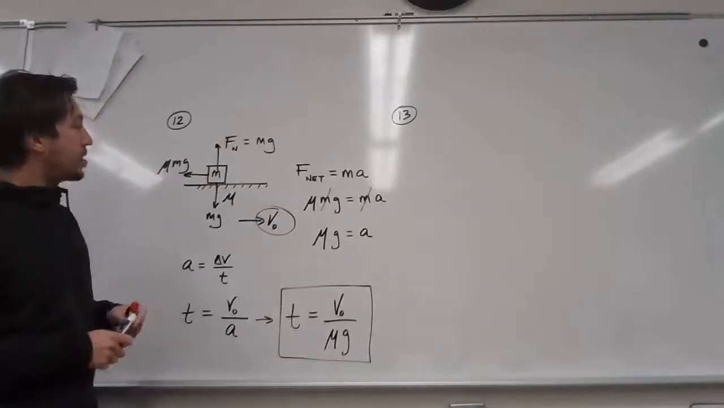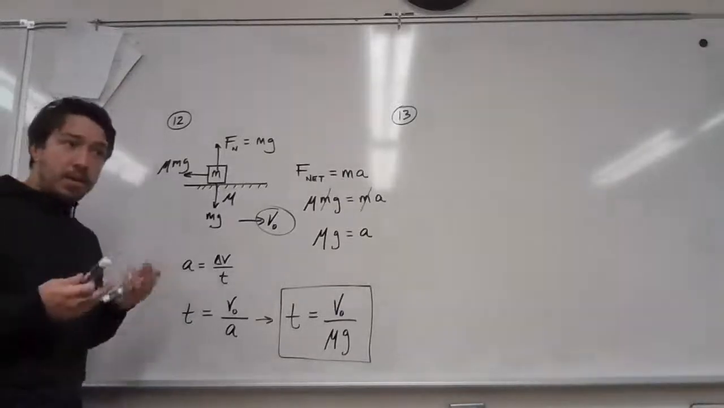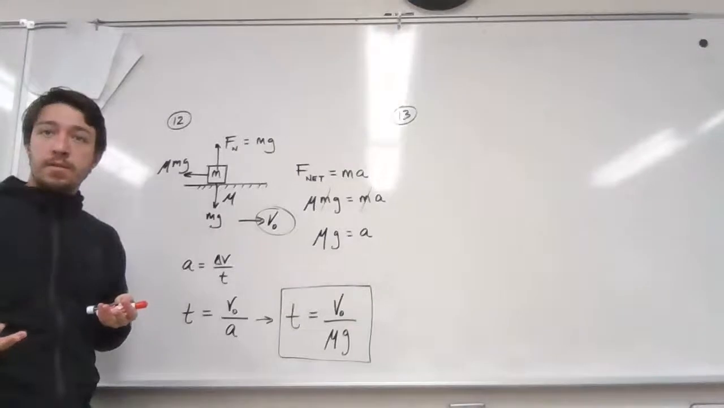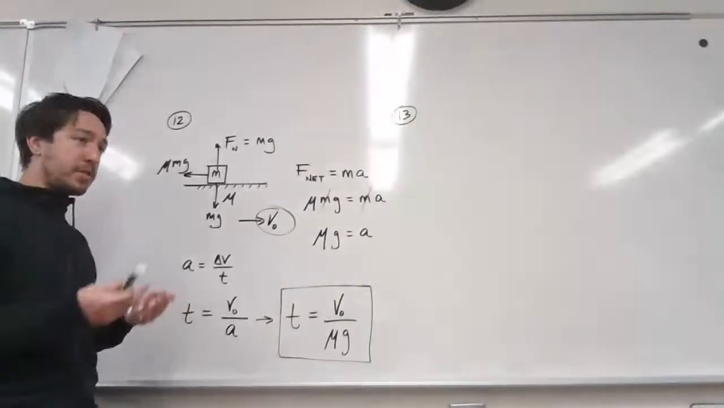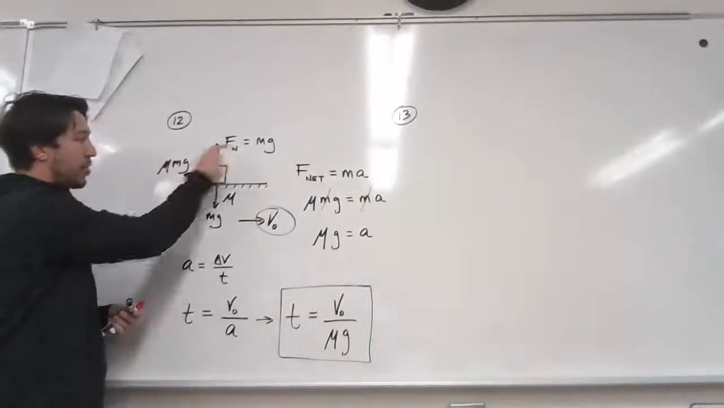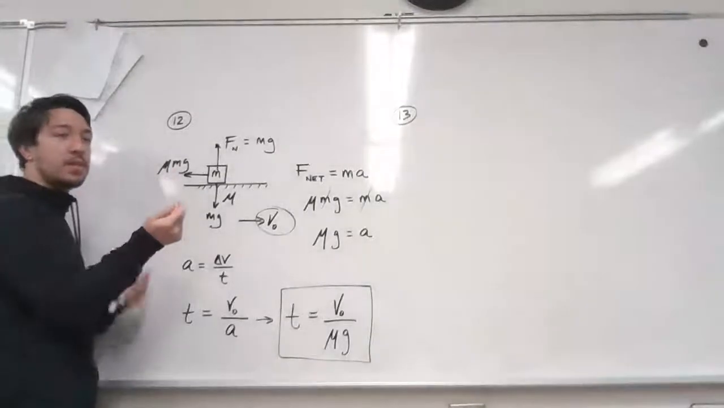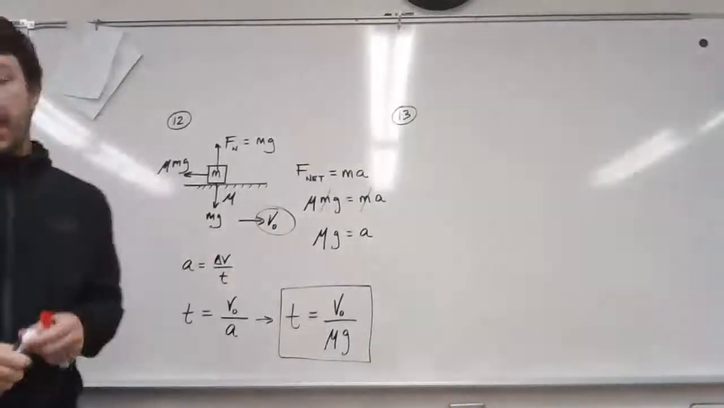And why is that? Because, yeah, it's harder to stop more mass, right? It requires more force to stop a larger mass, but you also get more friction if there's more mass. So those two effects tend to cancel each other out.